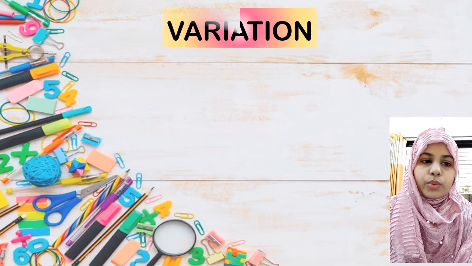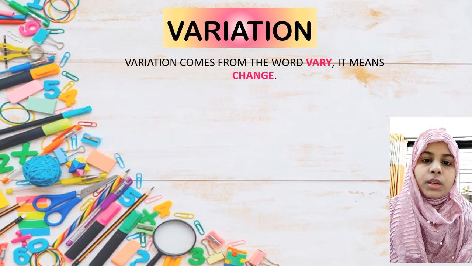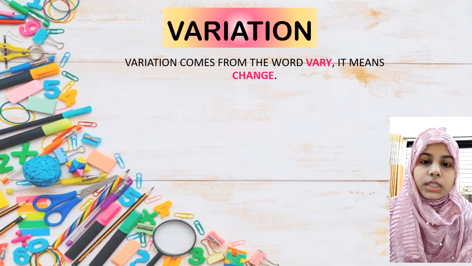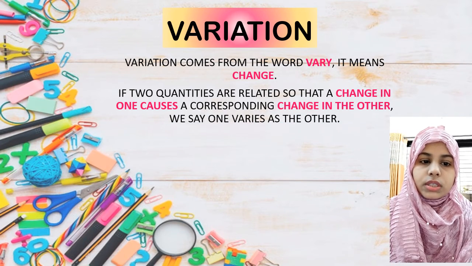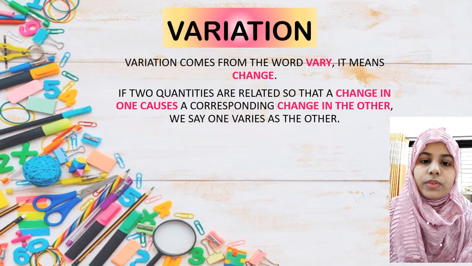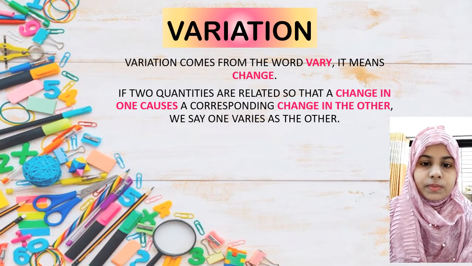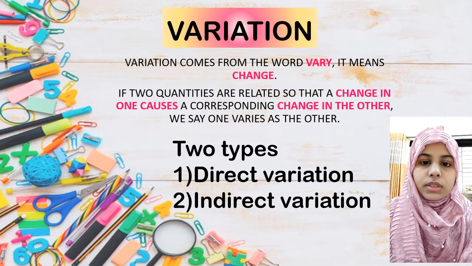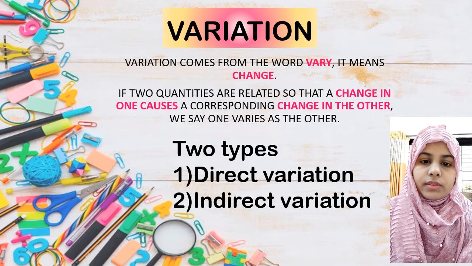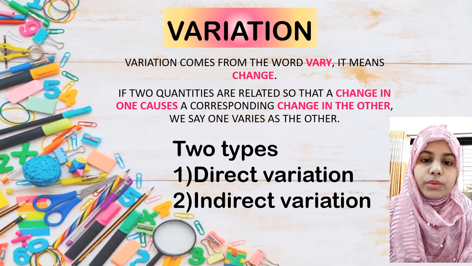Variation. Variation comes from the word vary, which means changes. If two quantities are related so that a change in one causes a corresponding change in the other, we say one varies as the other. So variation is of two types, direct variation and indirect variation. In this video, we will just learn what is direct variation.